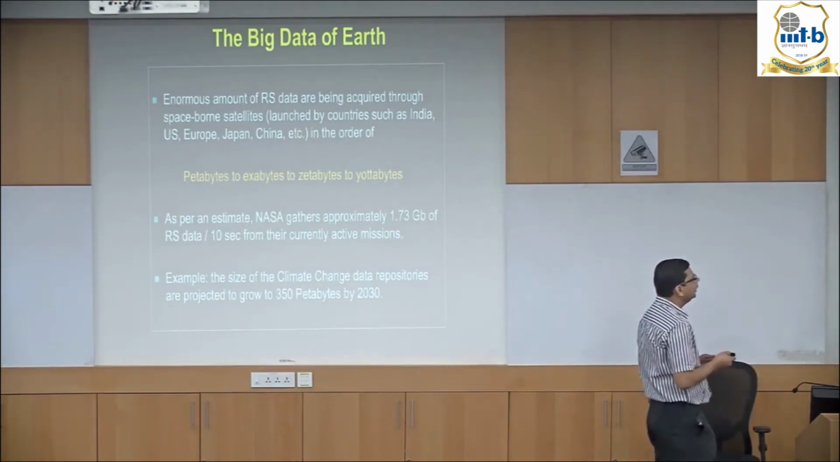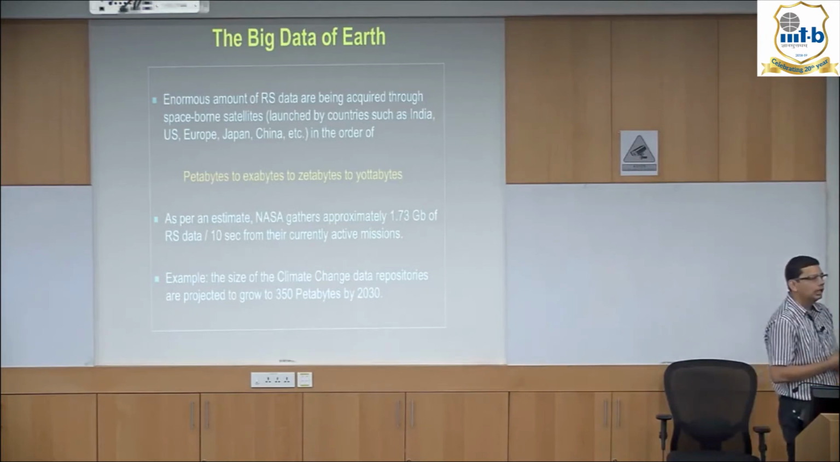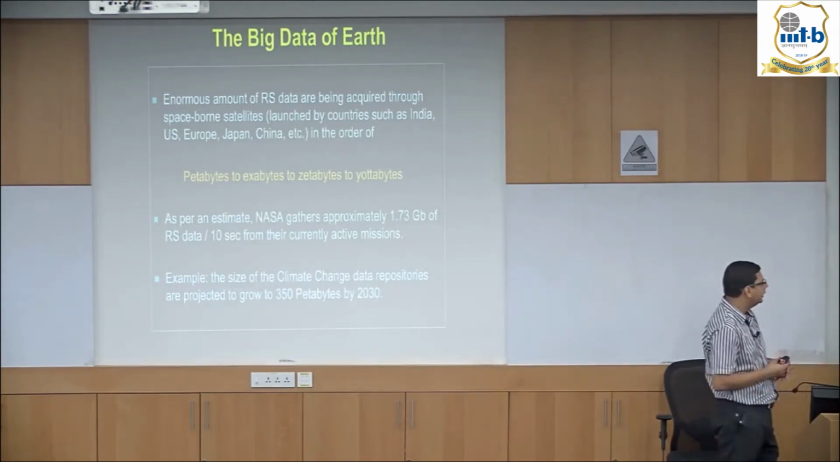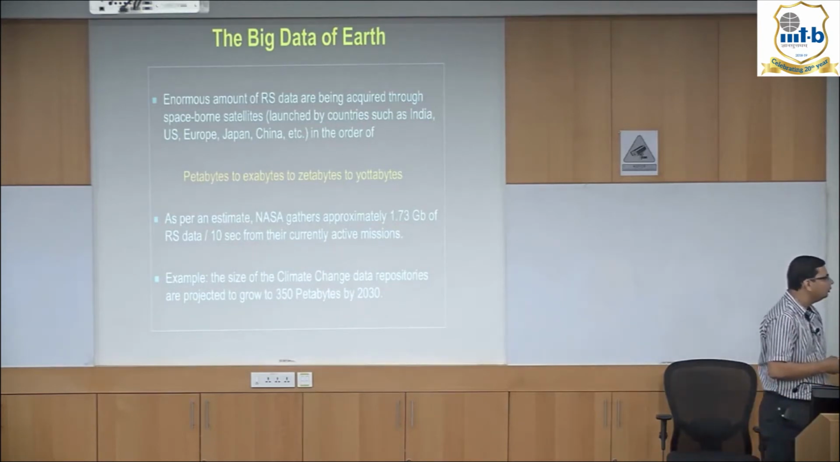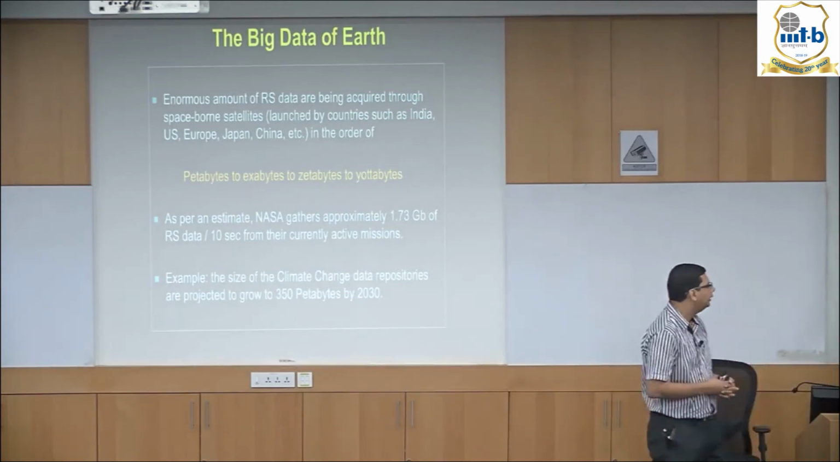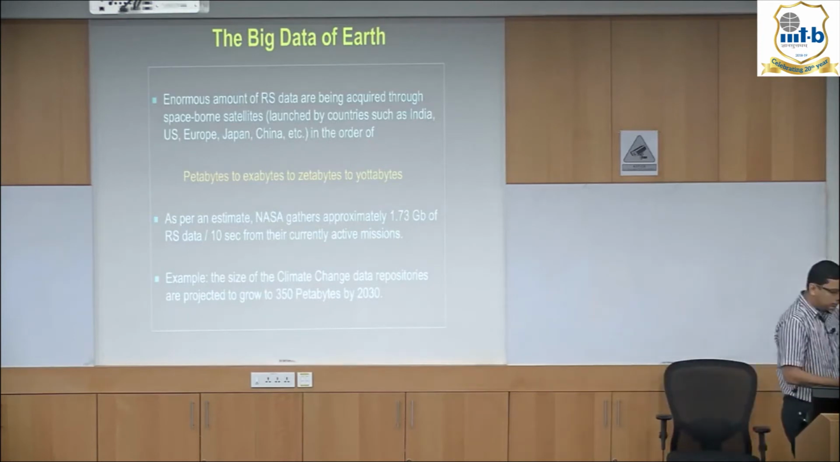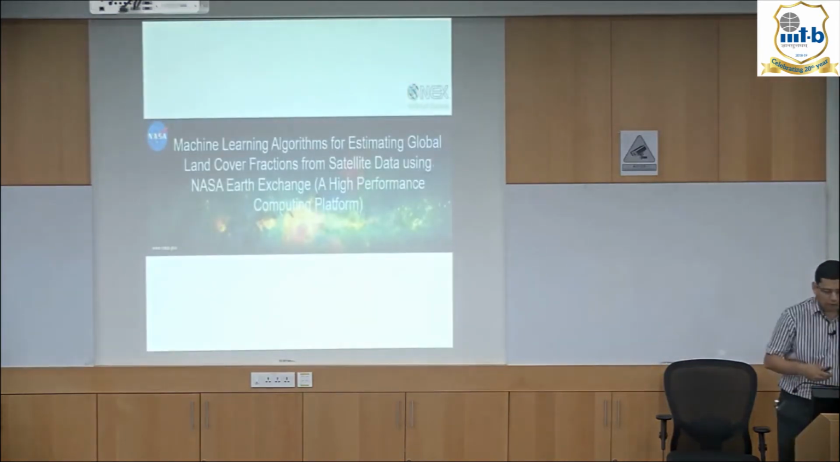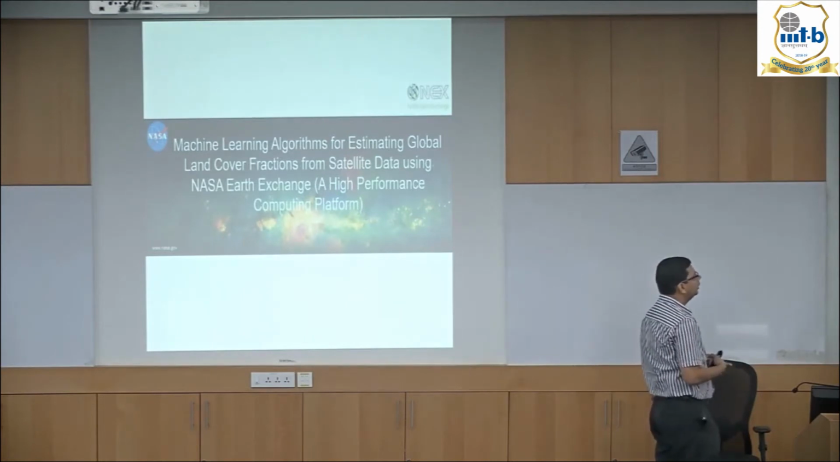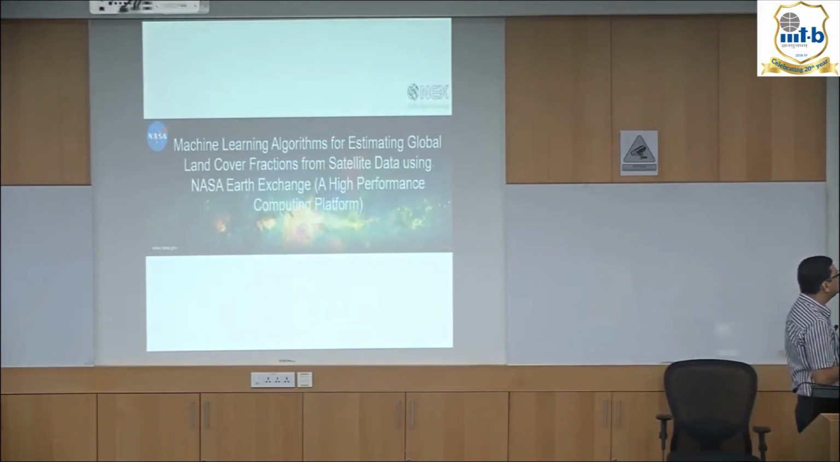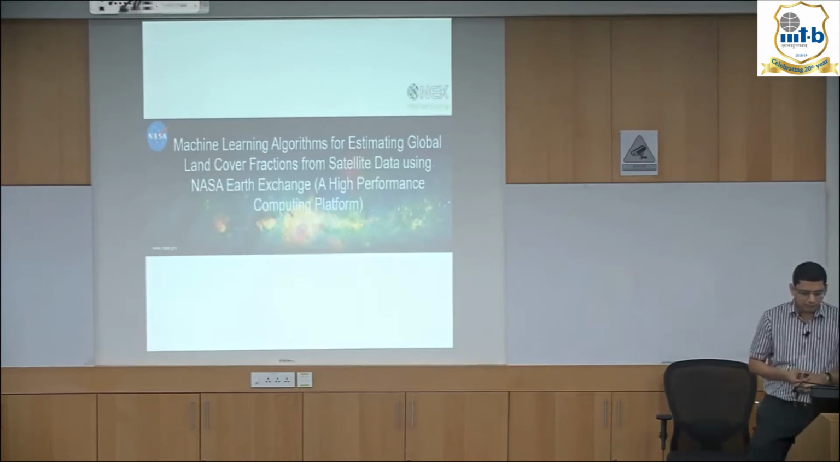As per an estimate, NASA gathers approximately 1.73 GB of data every 10 seconds. And it is expected that climate change data may grow up to 350 petabytes by end of 2030. So all this brings new problems: how to store the data, how to process the data. I will touch upon some of the work which was being carried out while I was there to handle this kind of big data sets using high performance computing architecture.